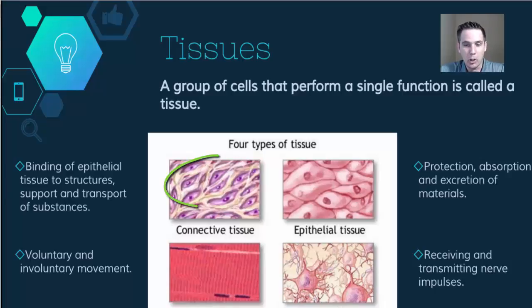There's binding or connective tissue, there's muscle tissue, which controls voluntary and involuntary movement. There's epithelial tissue, which has to do with protection, absorption, excretion, or pushing out of materials. And then there's nervous tissue, which is made up of specialized cells whose function involves receiving and transmitting nerve impulses or messages.